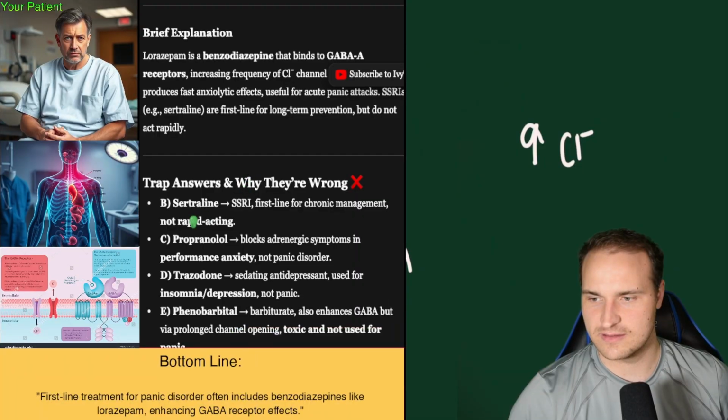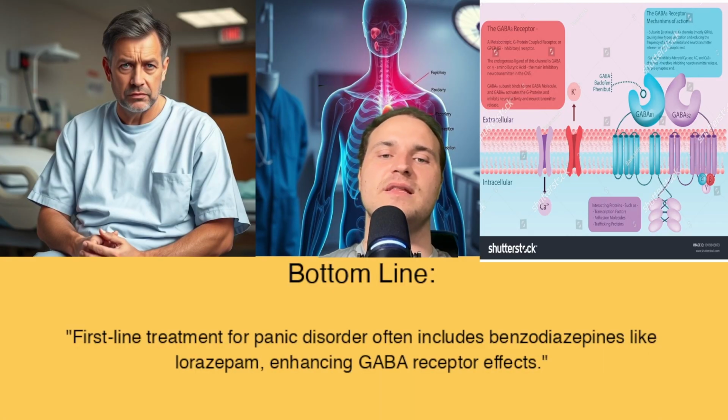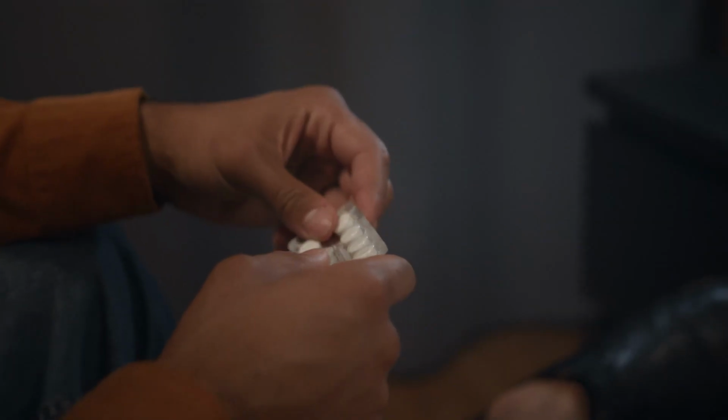All right, so here's the explanation. First-line for panic disorder would be a benzodiazepine like lorazepam, enhancing the GABA-A receptor effects.